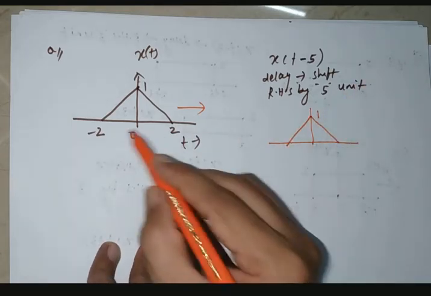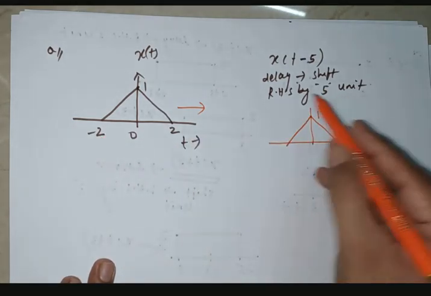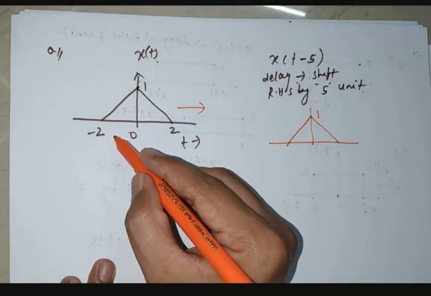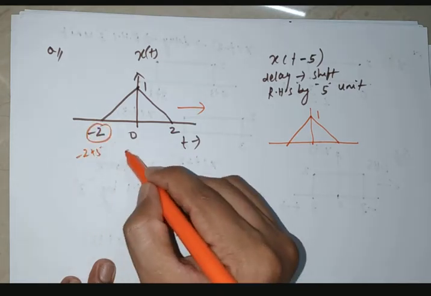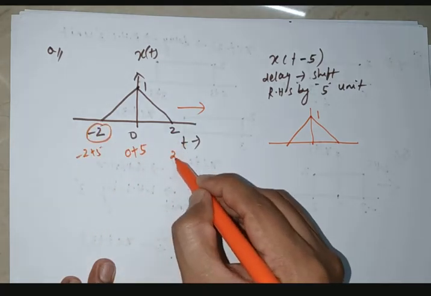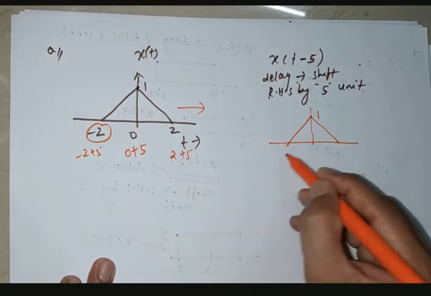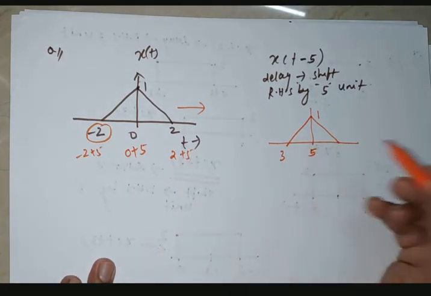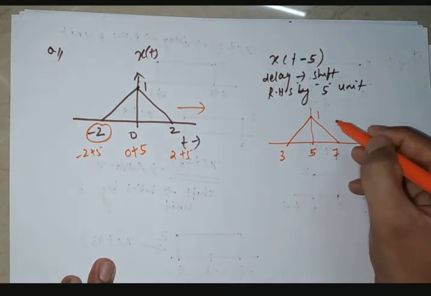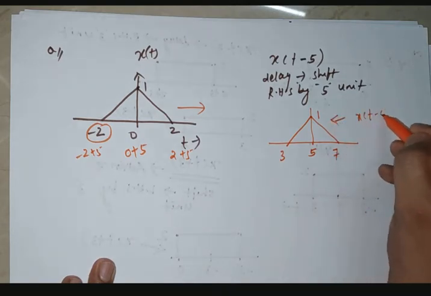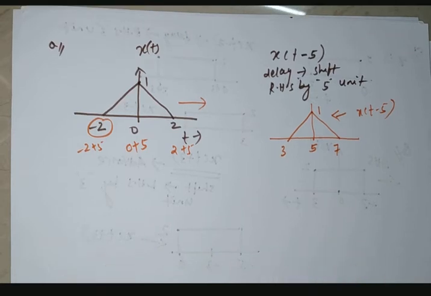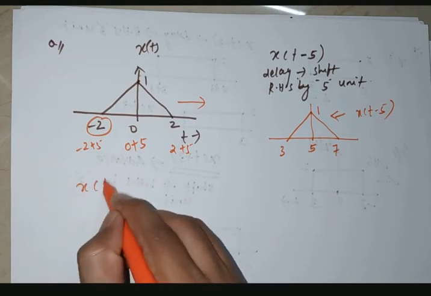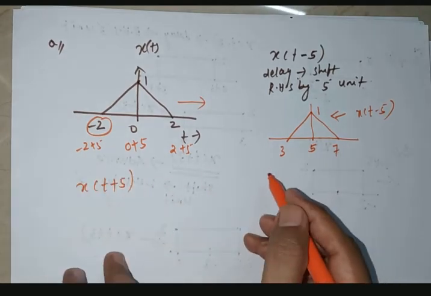It's same. Okay, now this is shift right hand side 5 unit means minus 2 plus 5. Yes or not? Simple. Now it is minus 2. Now it become minus 2 plus 5. This become 0 plus 5. This become 2 plus 5. Yes or not? Minus 2 plus 5 means 3. This is 5. This is 7. This is your x of t minus 5. Okay. Clear? Now similarly, if you want to find x of t plus 5, what to do?